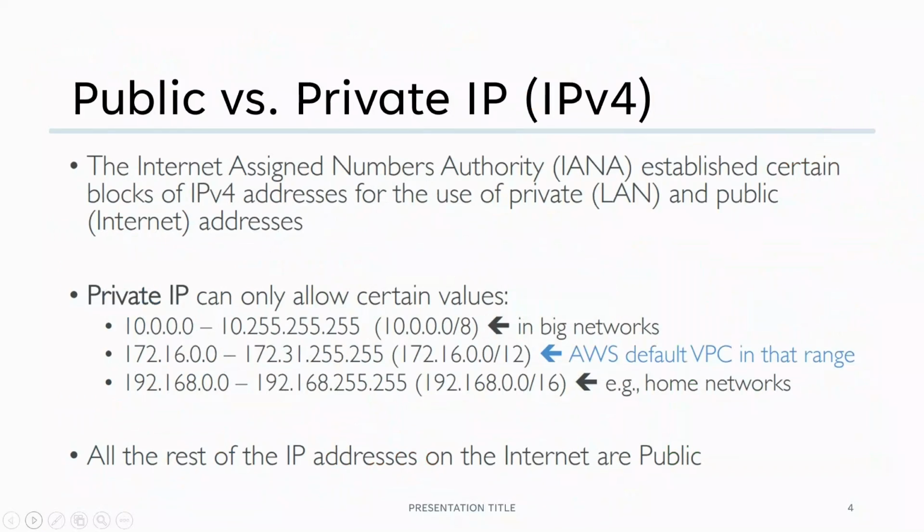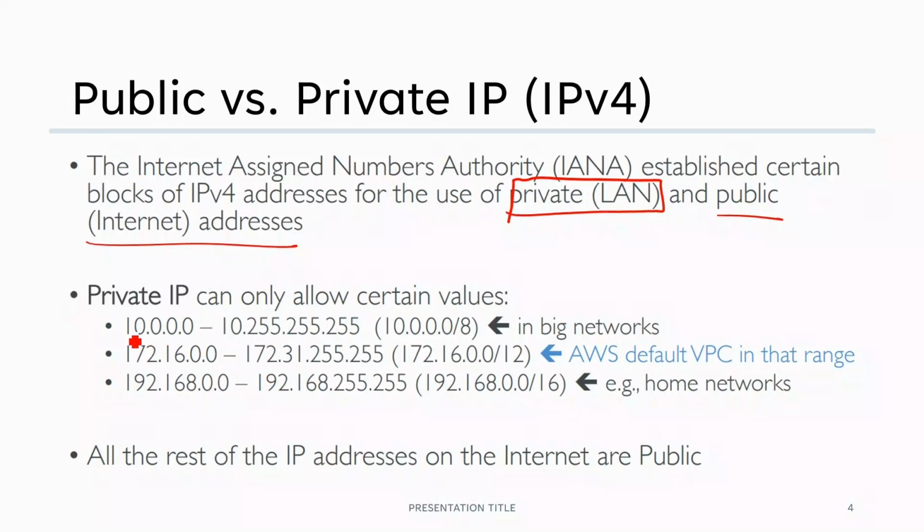Now, public versus private IP, guys. The Internet Assigned Numbers Authority (IANA) established certain blocks of IPv4 addresses for use of private or LAN networks and public internet addresses. So it means that there are certain ranges of IP addresses that you can use in your networks, like in your LAN or in your VPCs, and others are kind of reserved for other purposes. So I have mentioned over here what you can use where, so it should make a lot of sense over here. So a private IP can only allow certain values.